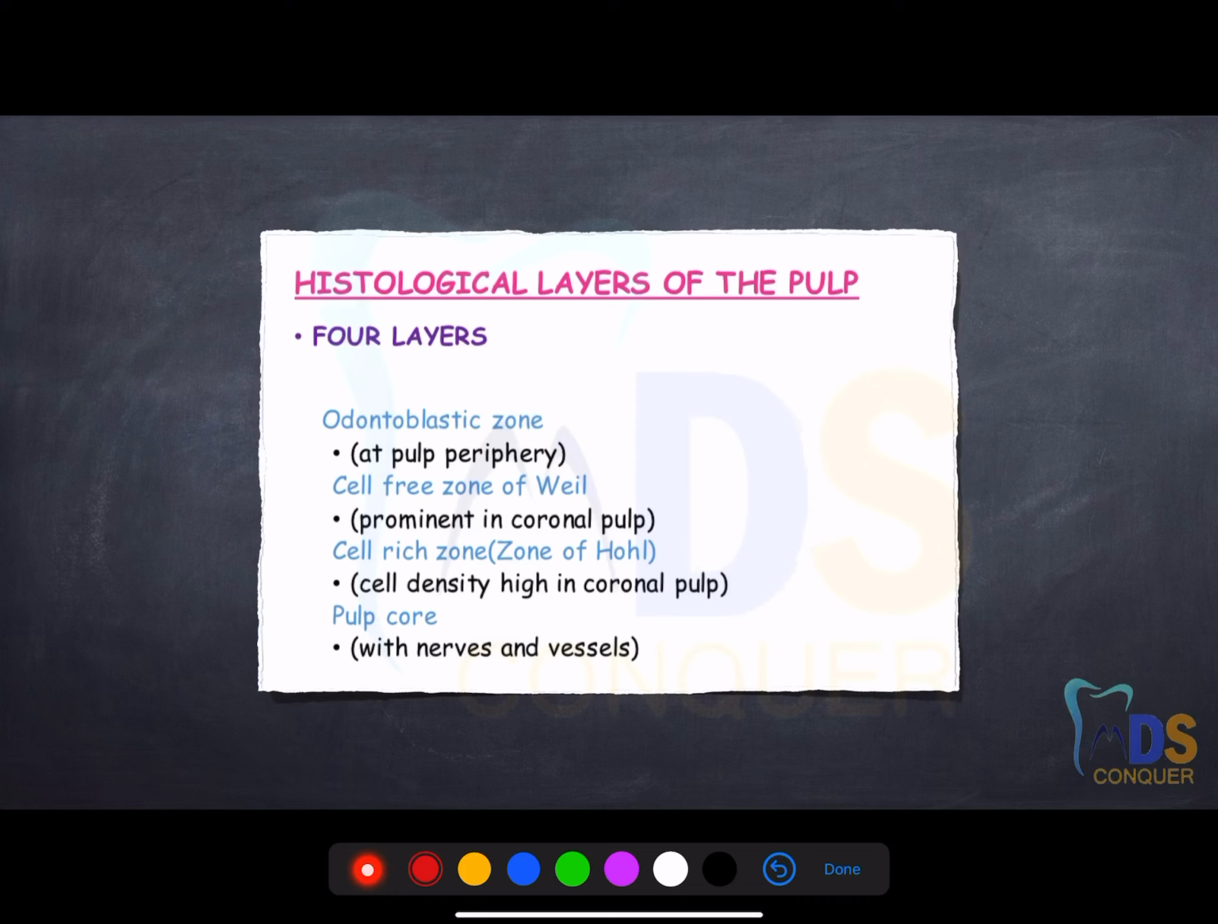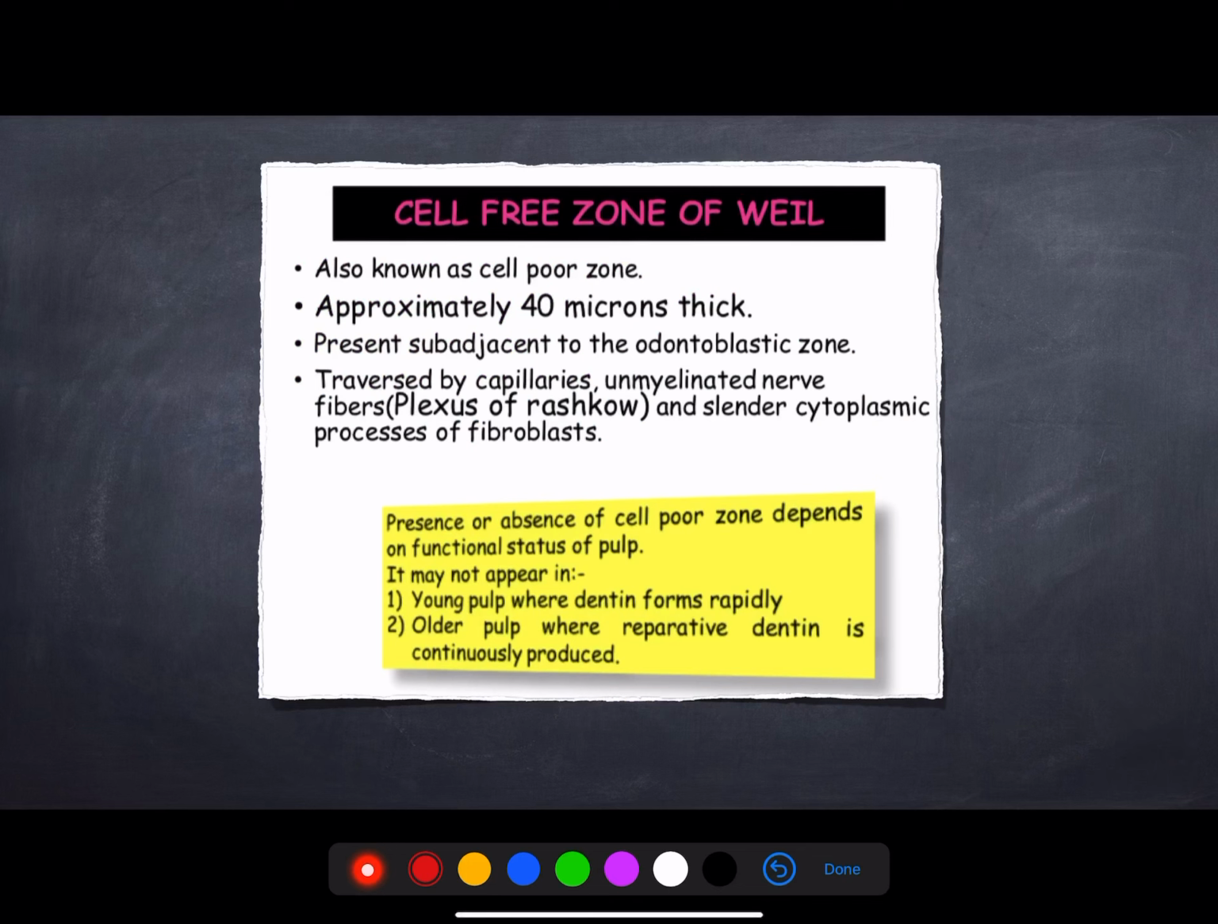Okay, the next comes the histological layers of the pulp, that is the odontoblastic layer, cell-free zone of Weil, cell-rich zone, and the pulp core, the central part. Cell-free zone, please do make a note: approximately 40 microns thickness. It is also called a cell-poor zone. No cells are present in this, and there are a few unmyelinated fibers. So that is the plexus of Raschkow, very close to this. And please do make a note, presence or absence of the cell-free zone depends upon the functional status of the pulp.